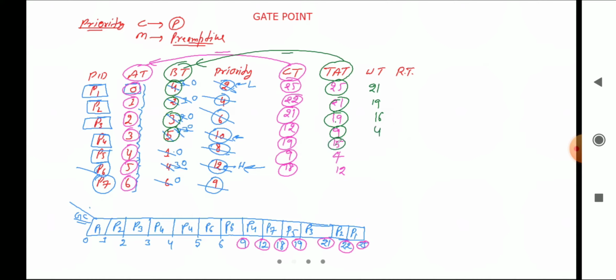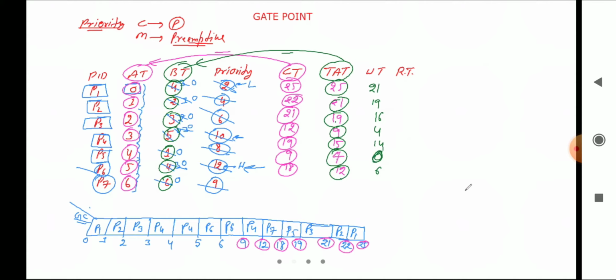Then 15. 15 minus 1 is 14. And then 4. 4 minus 4 is 0. It is waiting for 0 time, means it is not waiting. Next it is 12 minus 6. It is 6. This one is 0. Okay, 12 minus 6 is 6.